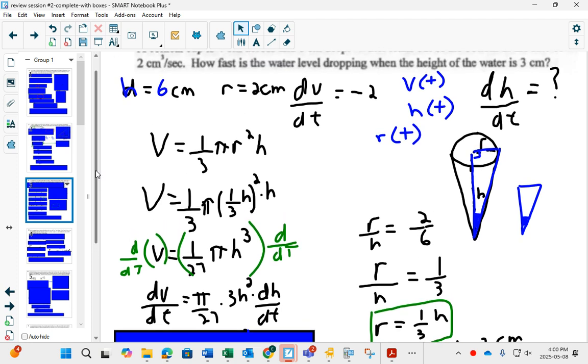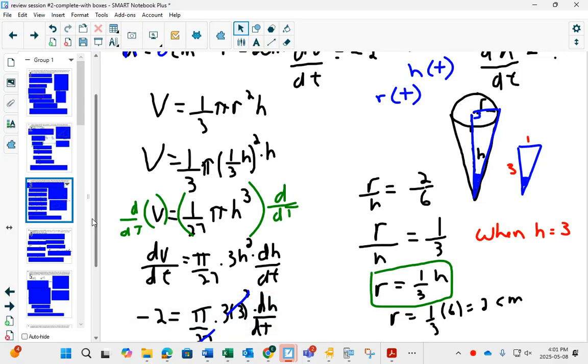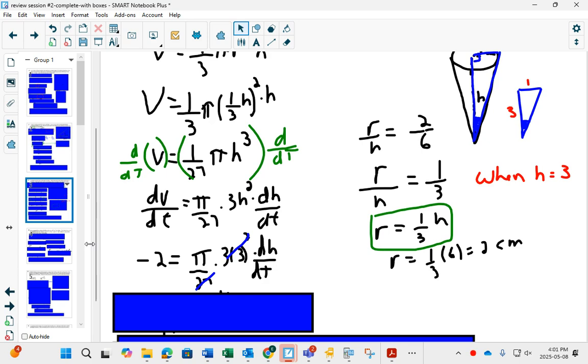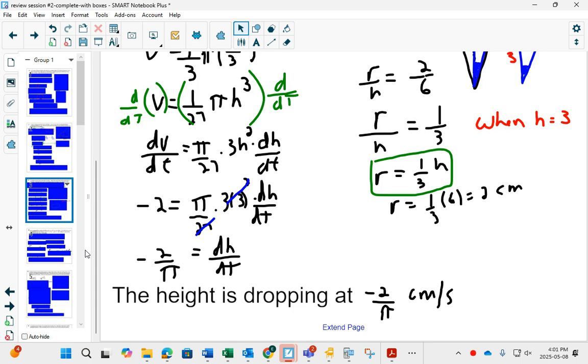Now we wanted to find when the height is 3, the radius would be 1, though it doesn't matter what the radius is, we just need to plug in our values. We knew that dV/dt was -2. We can plug in 3 now for the height. Rearrange our equation. Include our units.